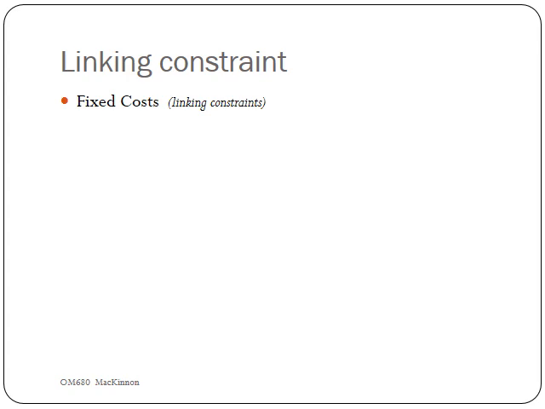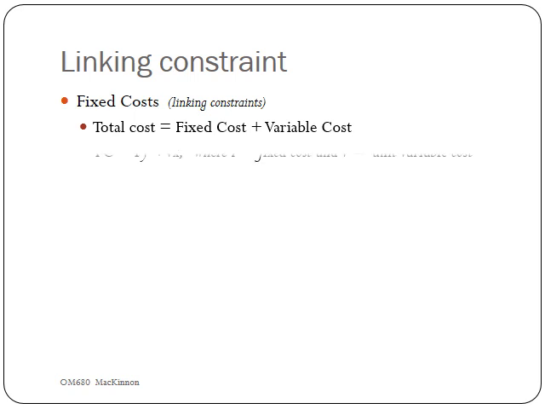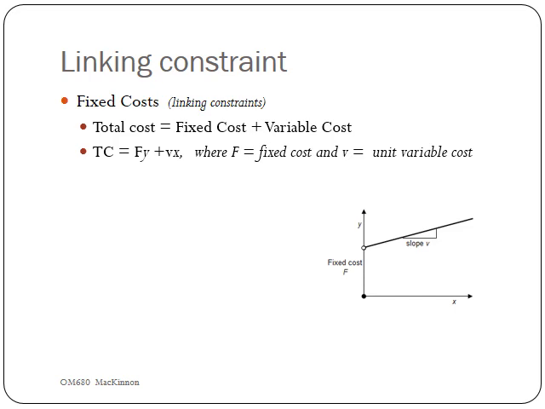So let's take a look at the fixed cost problem, and what we call this is the use of linking constraints, where essentially we link the fixed cost to the variable cost using binary variables. So let's say that total cost equals fixed cost plus variable cost per unit. Algebraically, TC equals f of y plus v of x, where f is the fixed cost and v is the variable cost per unit. This is basically a linear program, and the variable cost is the slope.